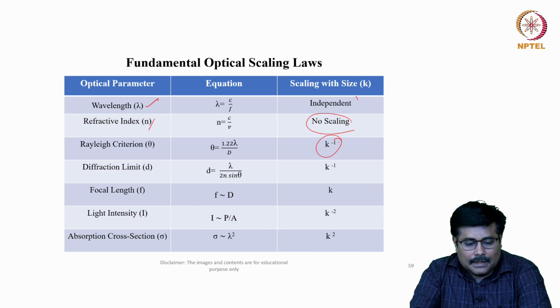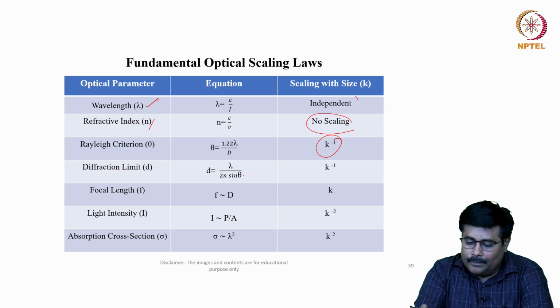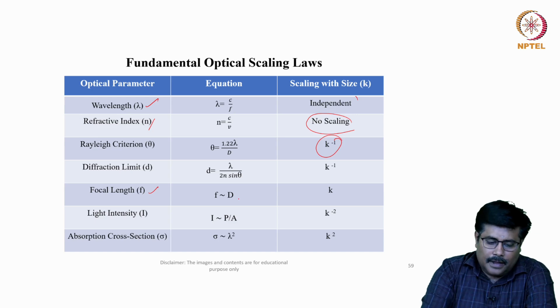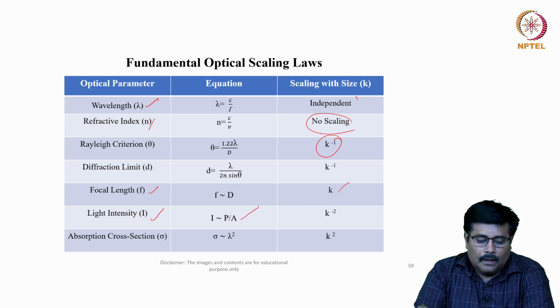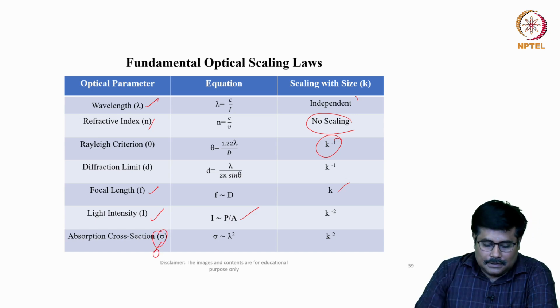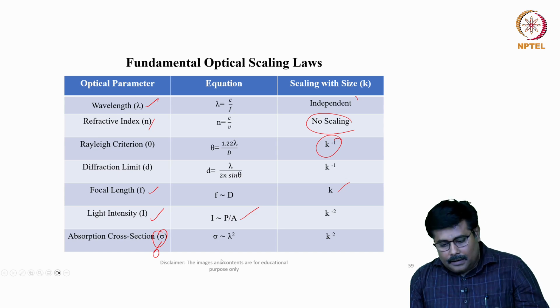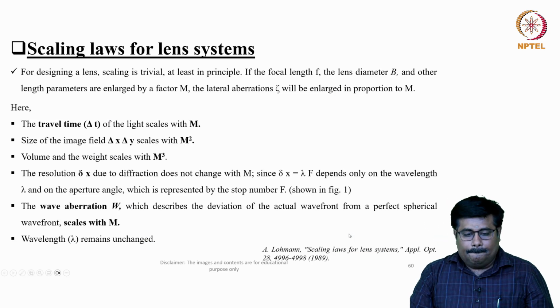When we have a diffraction limit, which is represented as d, so d equals lambda by 2n sine theta, which is also inverse k. We have a focal length f. The f is directly correlated to d, which scales as k, and then we have a light intensity I, which has a direct relevance towards P by E. There is an absorption cross section, which is represented as sigma. When we correlate the scaling with size k, it is represented as k squared.